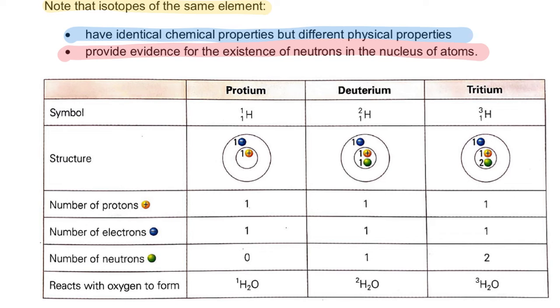So the isotopes also provide evidence of the existence of neutrons in the nucleus of atoms, because that's the reason why the atoms have got different mass between the isotopes.